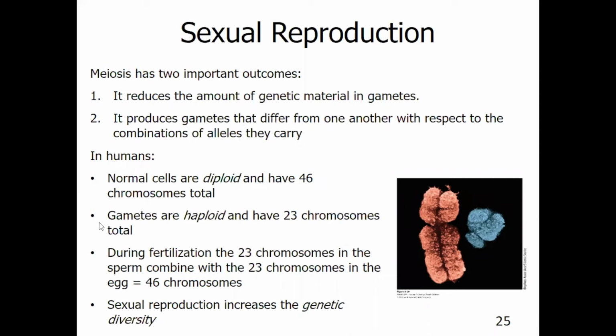Gametes, our sperm and eggs, however, are haploid. They only have 23 chromosomes each. This means that during fertilization, 23 chromosomes in sperm combine with the 23 chromosomes in the egg to create a cell that has 46 chromosomes in total. The advantage to sexual reproduction is that it increases the genetic diversity in a population.